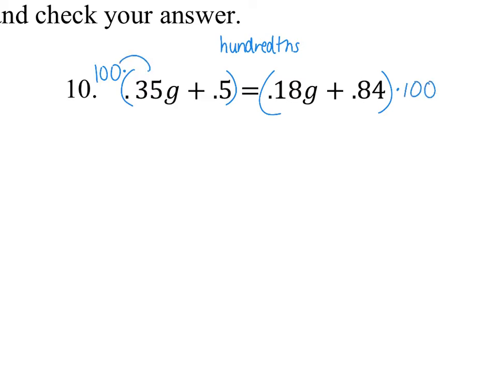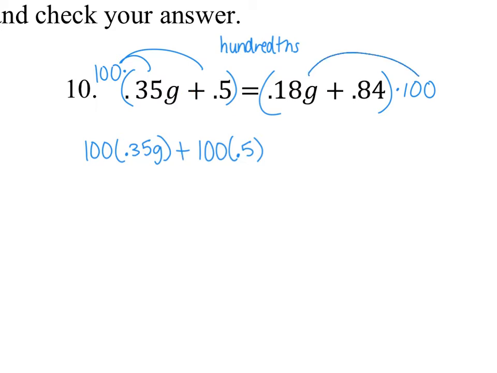So I'm going to write it out. We need to multiply 100 by 0.35g. We need to multiply 100 by 0.5, so 100 times 0.5. And there's a plus sign in between because it was adding. Right side, we have to multiply 100 times 0.18g plus, because of the plus sign in the middle, 100 times 0.84. And if you remember from multiplying and dividing by 100, we're just moving the decimals. So if we're multiplying by 100, that's moving the decimal place twice.